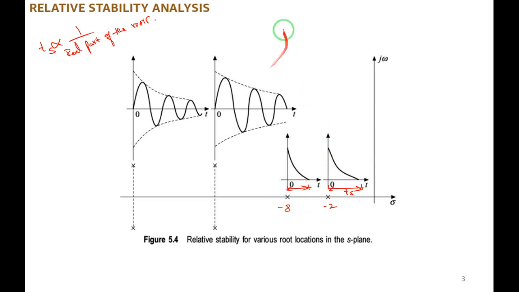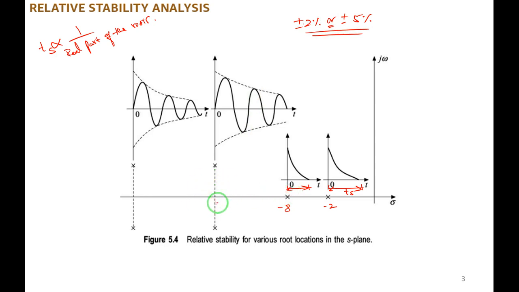What is settling time? The settling time is the time taken by the response to reach and stay within the allowable tolerance band of plus or minus 2% or plus or minus 5%. This we have seen, right? So the settling time goes on decreasing.